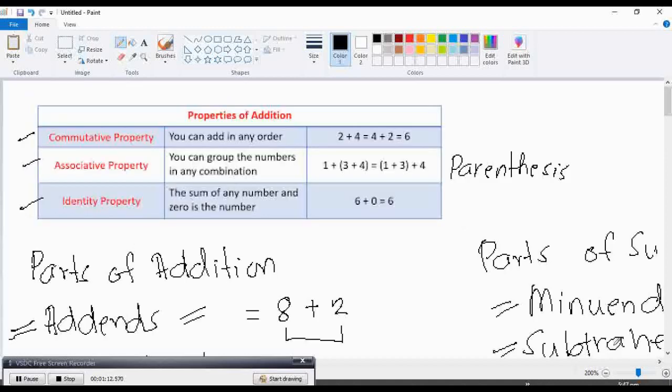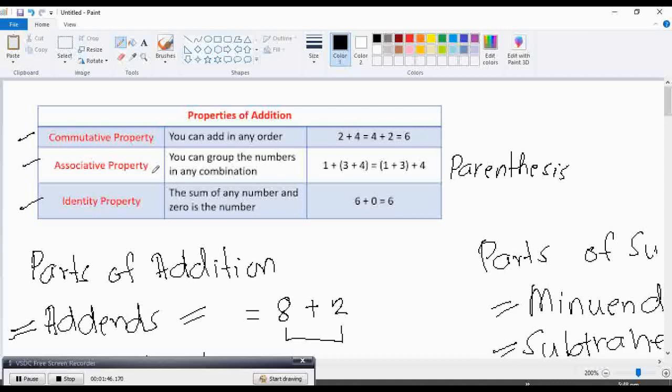Now, let us move into the properties of addition. Properties of addition has three parts. We do have the commutative property, associative property, and identity property. In commutative property of addition, you can add in any order. Example here, 2 plus 4 is the same as 4 plus 2. It will be equal to 6.